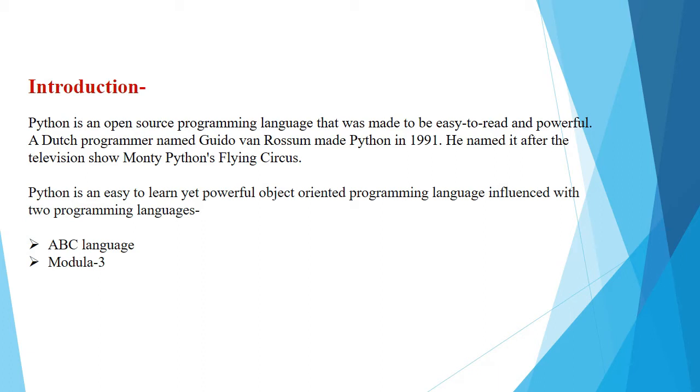When you see some examples, you will find similar jokes that were used in the Flying Circus of Monty Python. Okay, so let's see which languages Python actually evolved from. Python is an easy to learn yet powerful object oriented programming language influenced by two programming languages, the ABC language and Modula-3. These languages inspired Guido van Rossum to develop the new Python programming language.